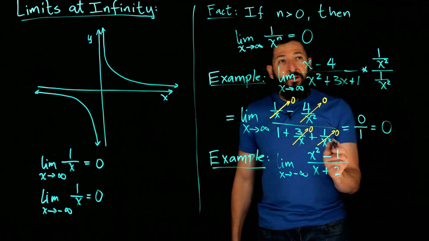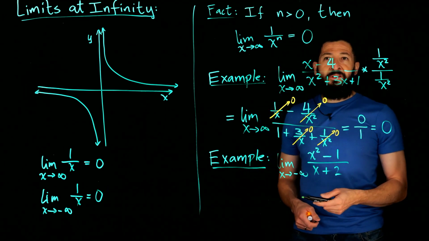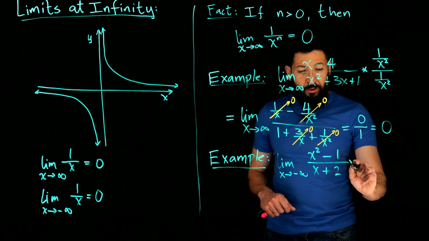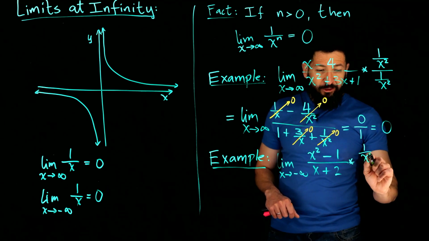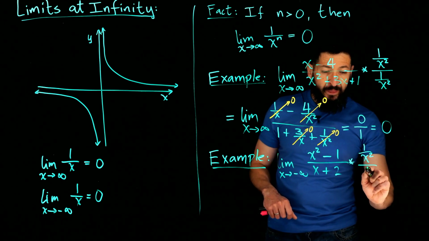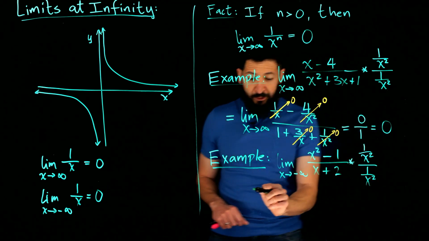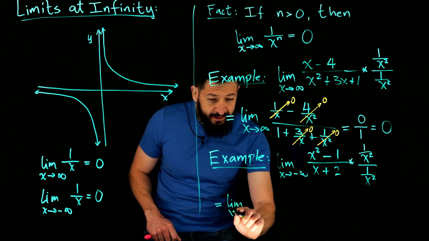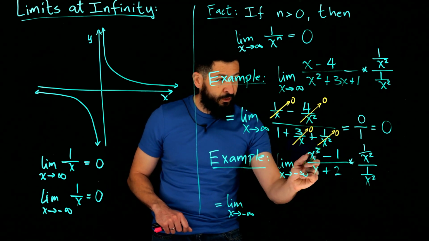Strategy is the same. Look at first, if you would plug in, you would get infinity over negative infinity, which is still an indeterminate form that we don't want to deal with. So what we're going to do is multiply times 1 over x squared, because that's the largest degree of both the numerator and the denominator. So we do that, and we distribute, I'm going to do it here. We get limit as x goes to negative infinity. And then here I get 1 over x squared.